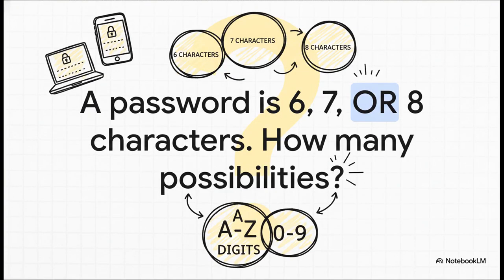Just think about the password on your phone or computer. The rules probably say something like it needs to be 6, 7, or 8 characters long, using letters or digits. Every single one of those ORs points right back to the tools we just talked about. So the next time you type in that password, take a second to appreciate the absolutely astronomical number of possibilities you're actually protected by. It's pretty amazing.